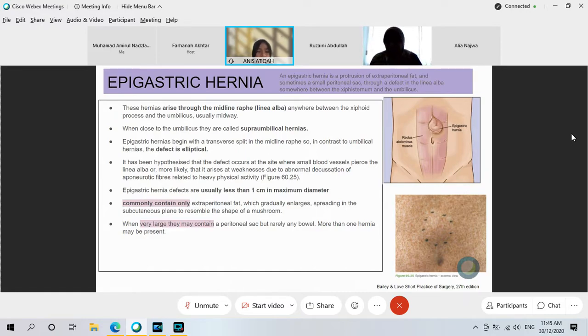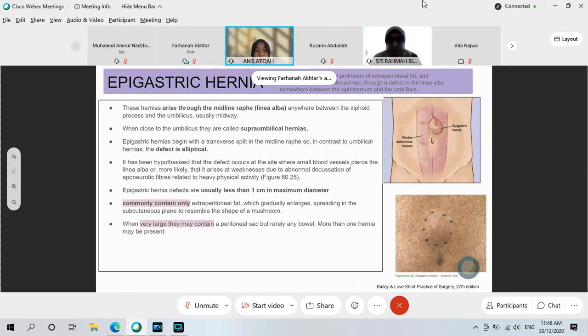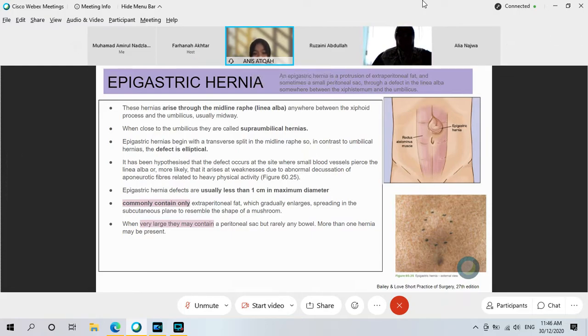considered as a rarer type of hernia. Okay, I won't touch on the definition, already mentioned previously. For this hernia, it arises through the midline at the linea alba, anywhere between the xiphoid and the umbilicus. You can see in the picture very clearly at the xiphisternum, medially at the linea alba and superior to the umbilicus. That's why it is in the epigastric region. When it is close to the umbilicus, it is called a supraumbilical hernia.